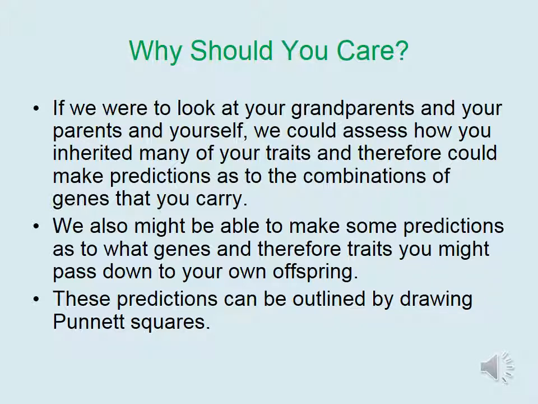If we were to look at your grandparents and your parents and yourself, we could assess how you inherited many of your traits and therefore could make predictions as to the combinations of genes that you carry. We also might be able to make some predictions as to what genes and therefore traits you might pass down to your own offspring. These predictions can be outlined by drawing Punnett squares.